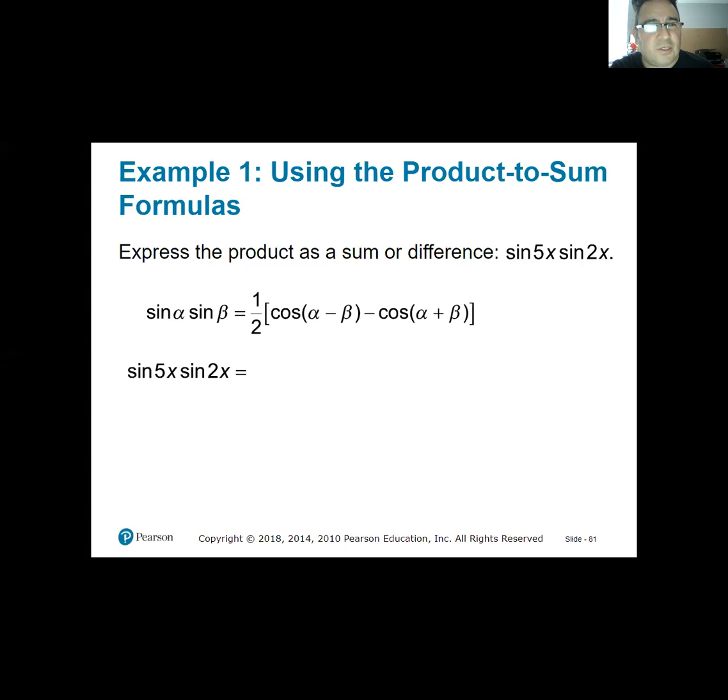Okay. So now we're just going to substitute the values. You see where everything belongs. Like they said, 5x is alpha, 2x is beta, and then you simplify. So you plug in your values. It's going to be 1/2 of cosine of alpha, which is 5x, minus beta, so 5x minus 2x, minus cosine of 5x plus beta. Okay?